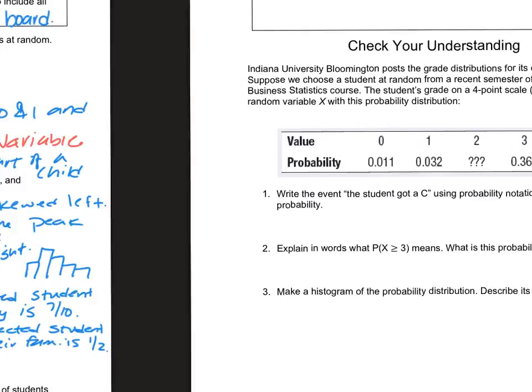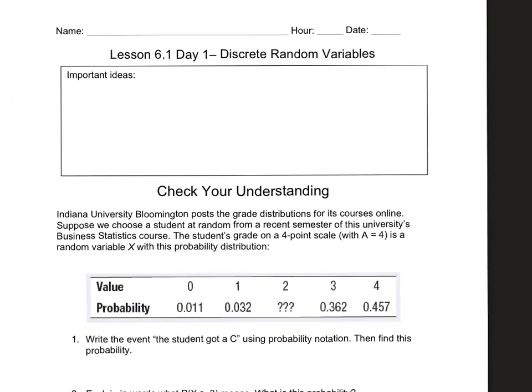So let's take a look at our important ideas, or our big ideas. So first thing is that we need to understand what a discrete random variable is. And so a discrete random variable takes a fixed set of possible values with gaps in between the values.